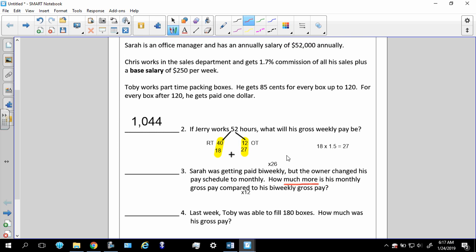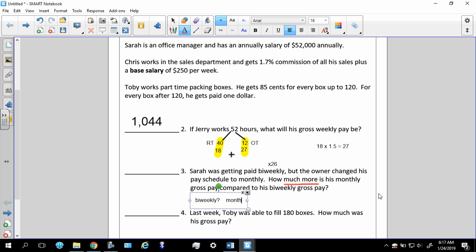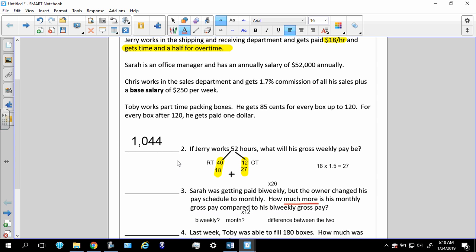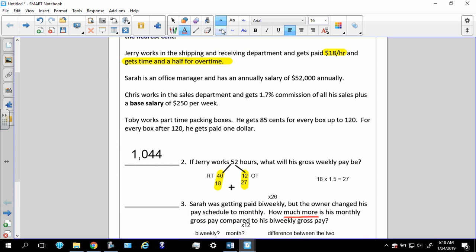All right, so what we need to do is this. We need to figure out what is the biweekly pay. All right, we got to figure that out. And then we got to figure out what is the monthly pay. That's our second thing. And then after that, we need to find the difference between the two. All right. So let's look at Sarah's information here. All right. Sarah is an office manager. And let's see, she gets an annual salary of $52,000 annually.